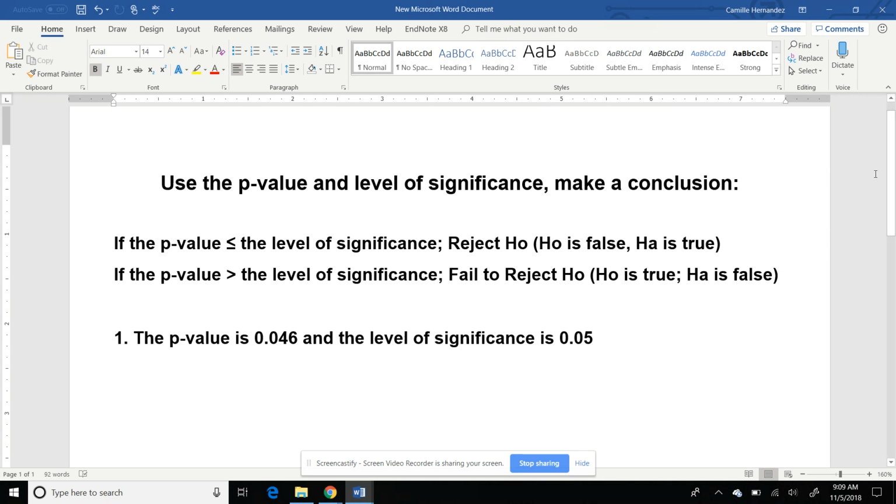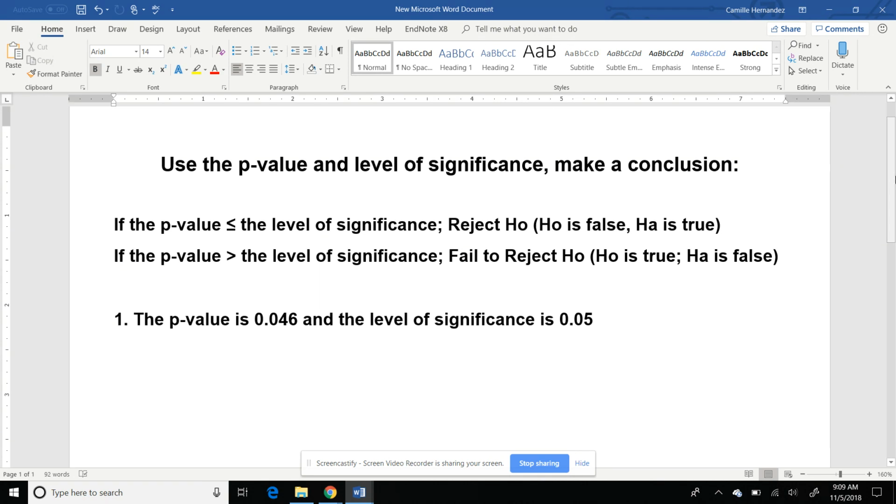So let's do some examples, okay? Here I go, using the first rule. My p-value is 0.046, and my level of significance is 0.05. So if I compare these two, I'm going to take 0.046 to the next line so we don't get confused, and I'm going to compare it to 0.05.